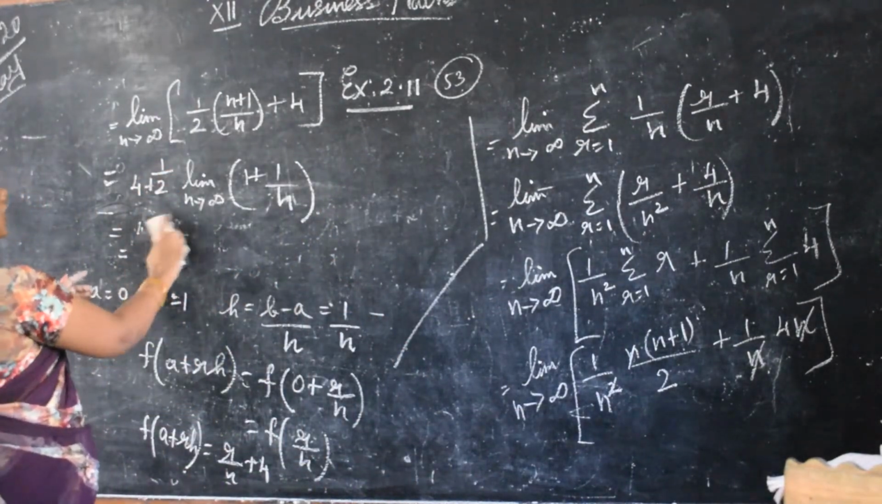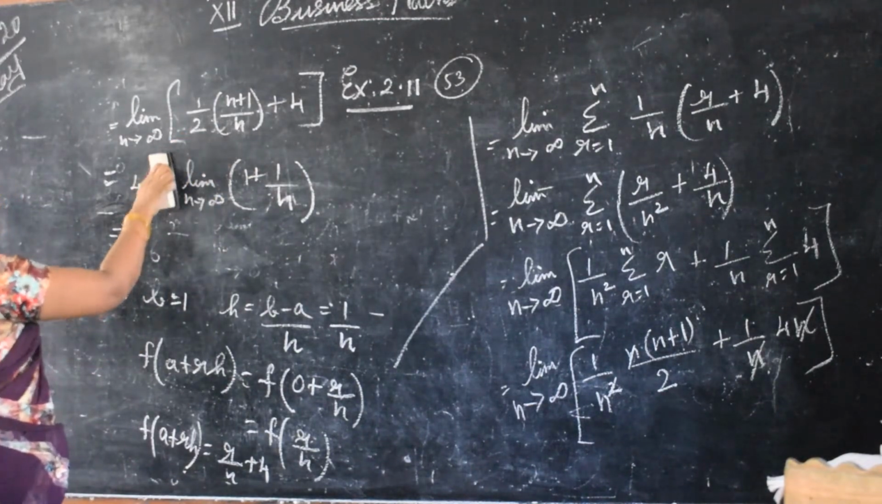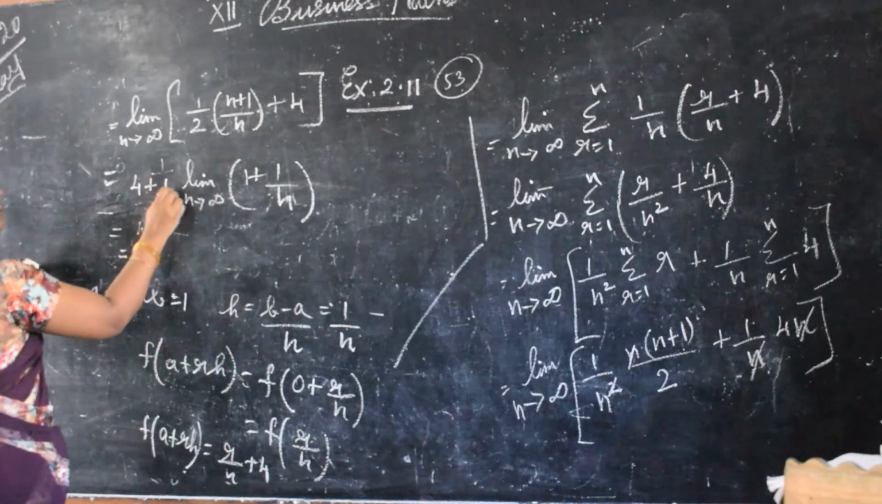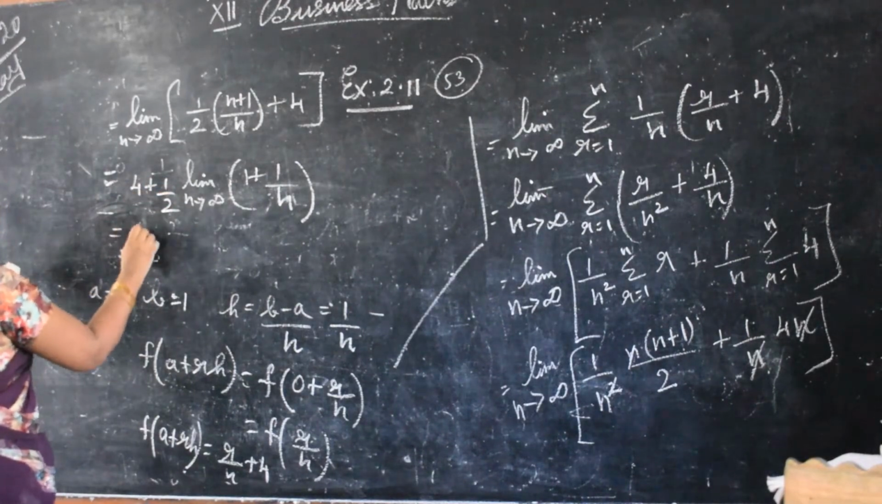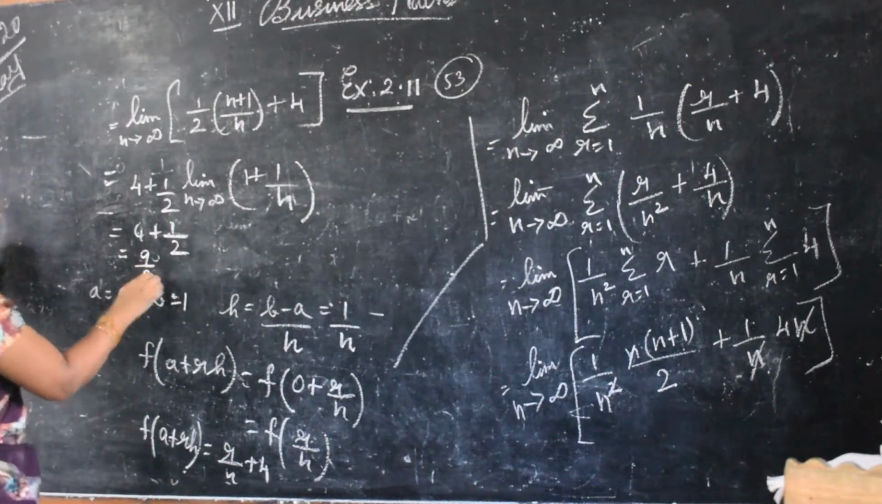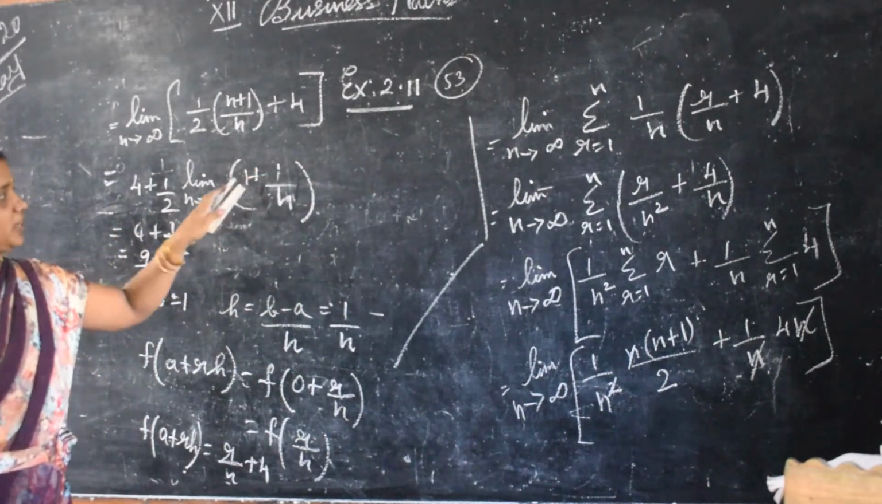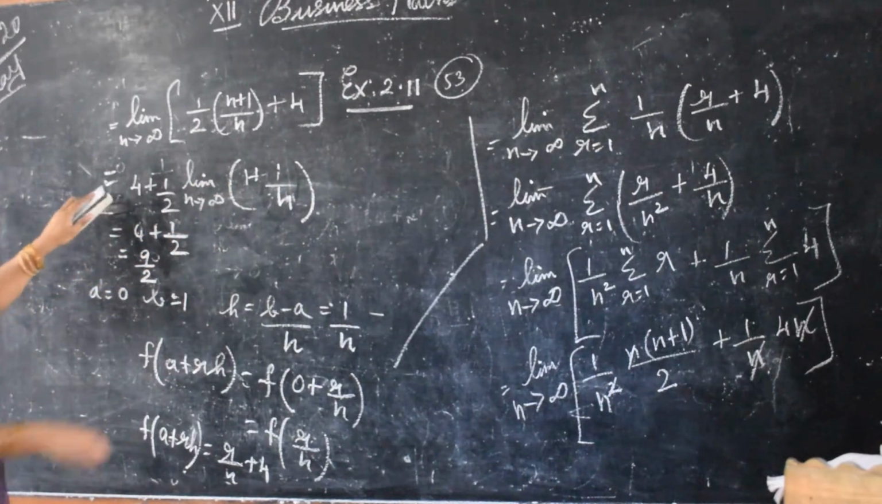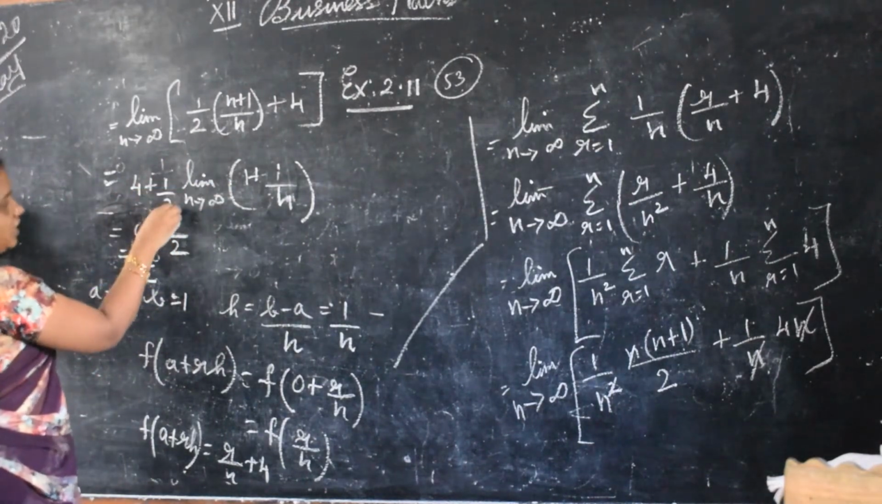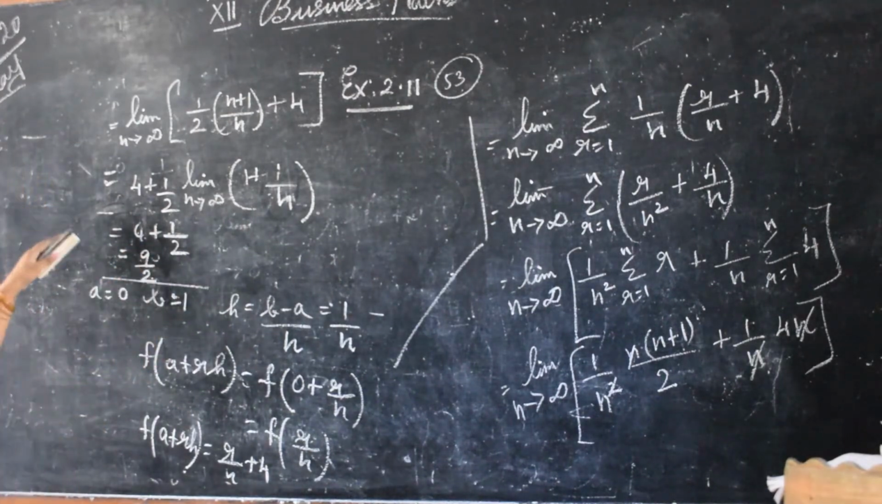See, if you are taking 4 outside, 4 plus 1 by 2, take LCM. The answer is 9 by 2. Have you understood, children? Limit n tends to infinity, now this will become 0, only 1 is left. So you add with this: 4 plus 1 by 2, take LCM, 9 by 2. This is the answer. Have you understood, children?